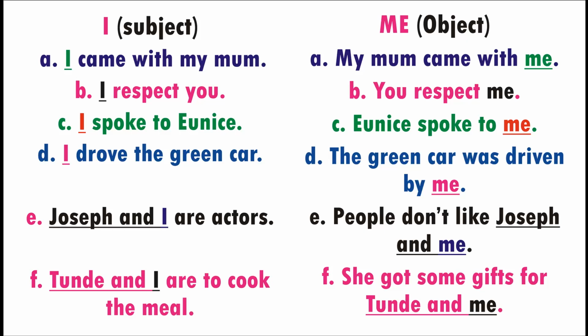Now we are going to stay a bit on this page. There are some things I also want to explain. If you are confused on whether to use I or me whenever you have multiple subjects, you can decide to cut the sentence into two, using each of the subjects separately in the same sentence. For example, let's come to example E, where we have Joseph and I are actors. You may be confused whether you want to use Joseph and me are actors. But then, if you are confused on what to use, you can try to separate the sentence.